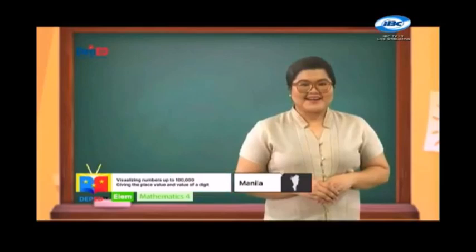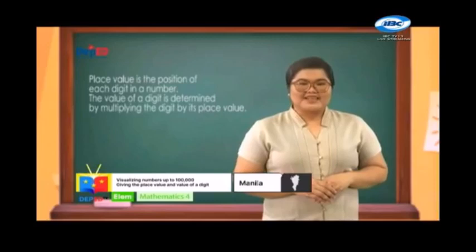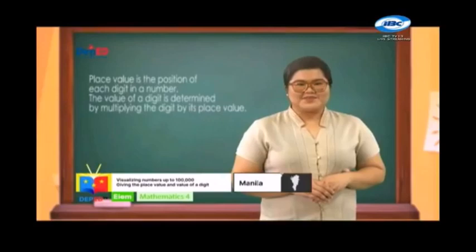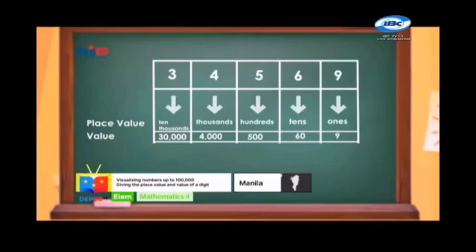Remember, place value is the position of each digit in a number. The value of a digit is determined by multiplying the digit by its place value. The place value of 3 is in the 10,000th place, which has a value of 30,000. The place value of 4 is in the 1,000th place, which has a value of 4,000. The place value of 5 is in the 100th place, which has a value of 500. The place value of 6 is in the 10th place, which has a value of 60. The place value of 9 is in the 1's place, which has a value of 9.